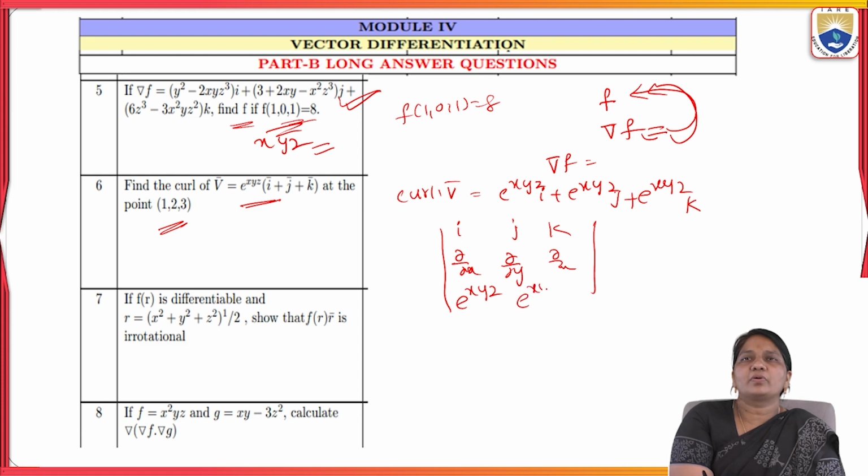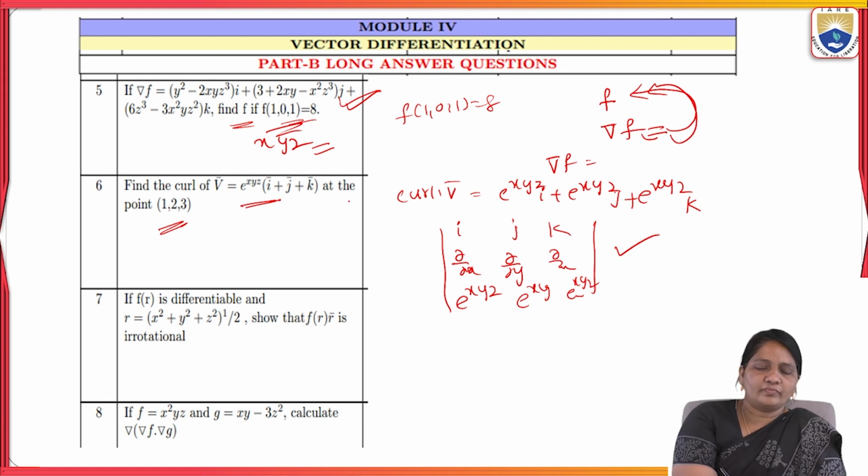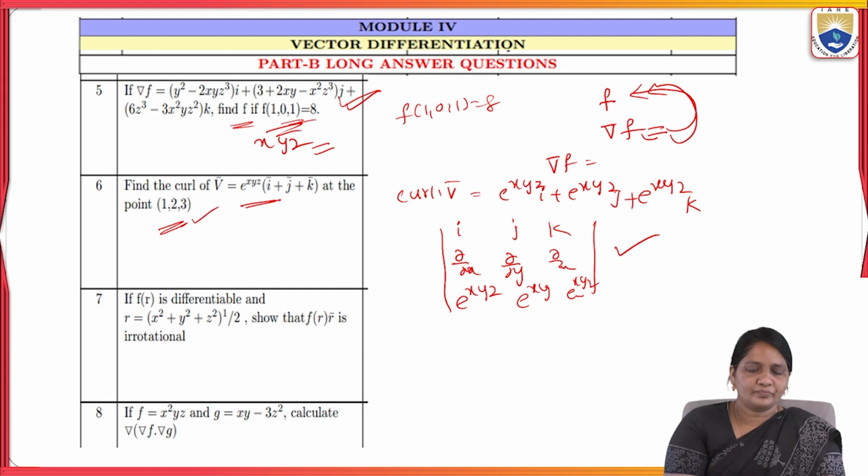The same way e power xyz and e power xyz. When you are calculating the det value, then after that we can substitute the point (1, 2, 3). So here, see the seventh one.